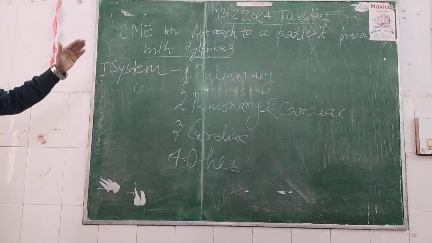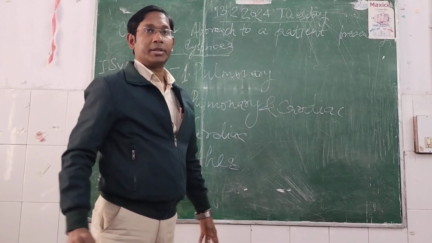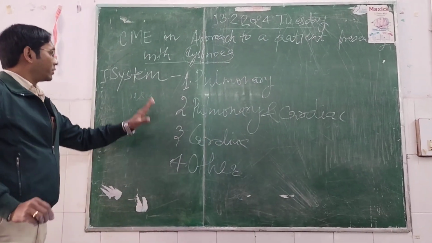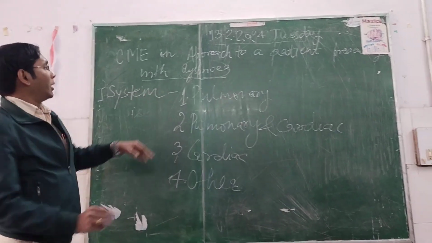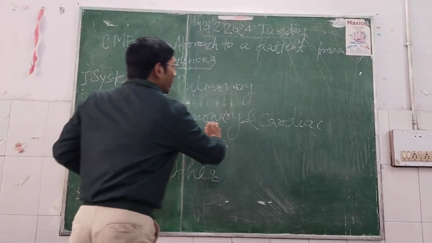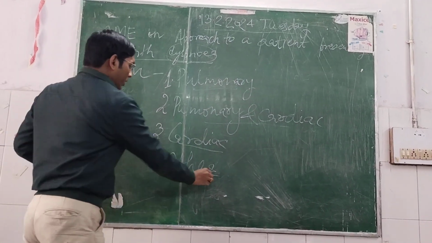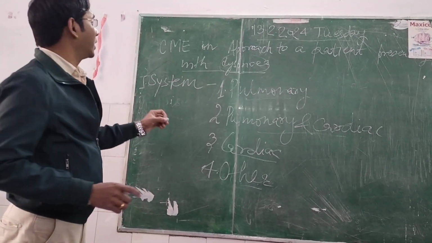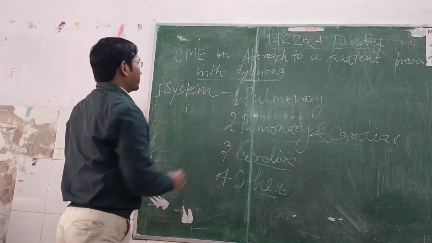These other systems include the endocrine system, nervous system, and miscellaneous things that I will be telling you. So systems: there can be pulmonary causes of dyspnea, there can be pulmonary and cardiac combined, there can be cardiac alone, and other. These are the systems.